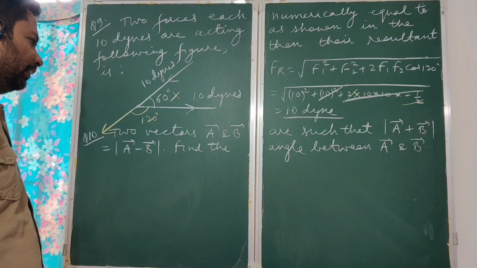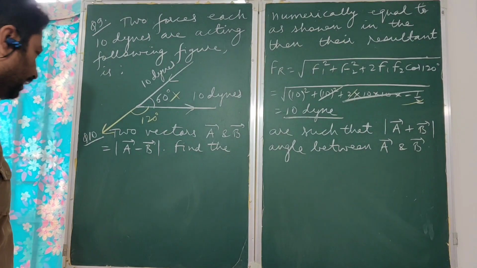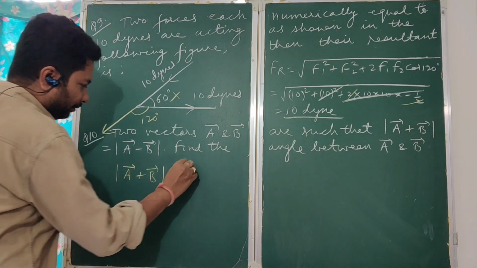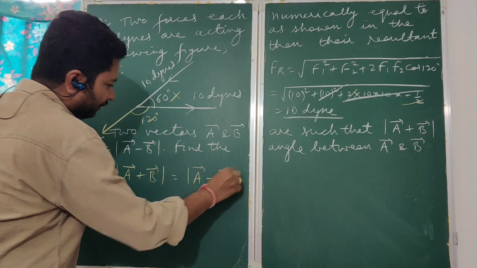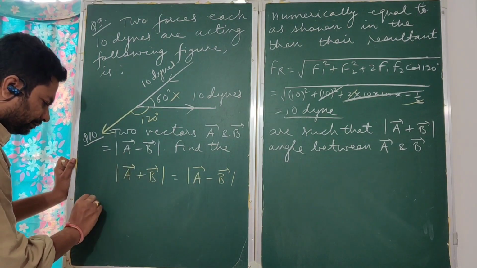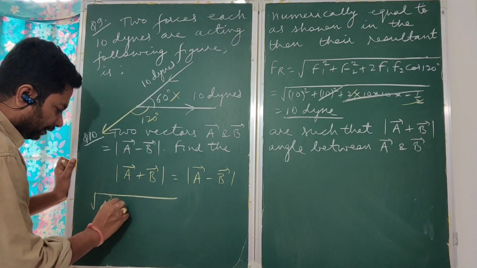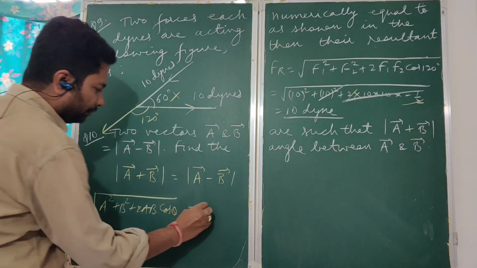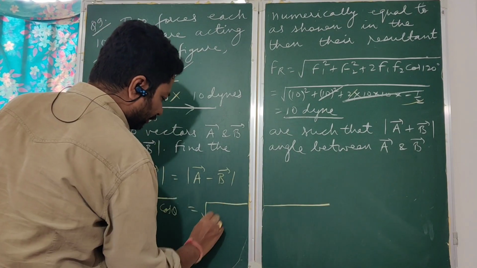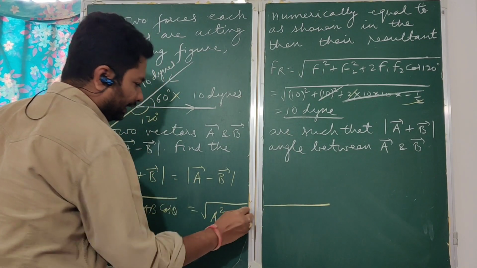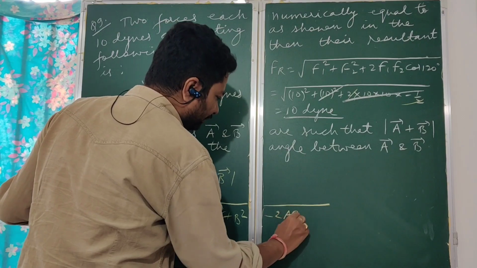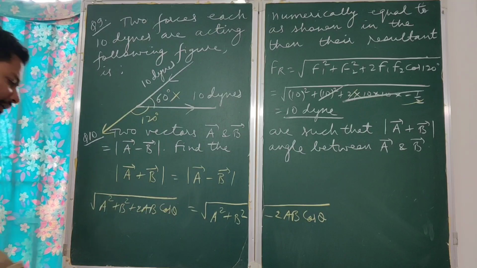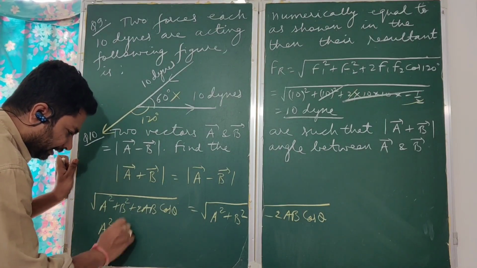Next question. Two vectors are given such that mod of a plus b is equal to mod of a minus b. So what is this value? It is root of a square plus b square plus 2ab cos theta. And this one is equal to root of a square plus b square minus 2ab cos theta. Now square both the sides.